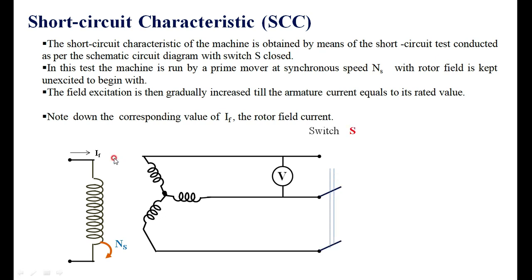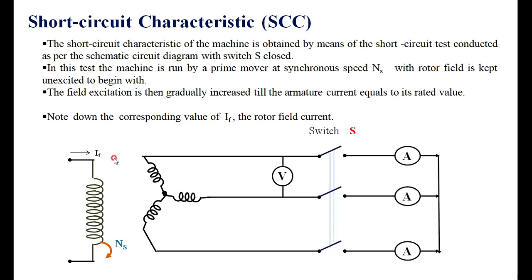Then the alternator has a switch. Initially you start with the switch open, keeping the field current minimum or 0. Then you close the switch so that all the terminals are shorted. The ammeters read the short circuit current in R phase, Y phase and B phase. You can take any one ammeter reading because the system is balanced.